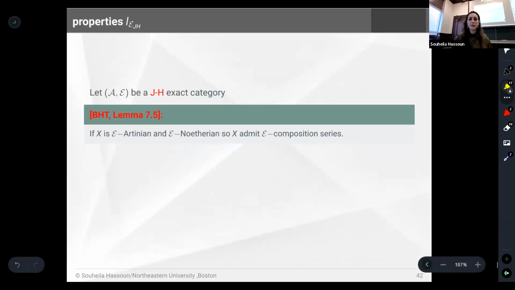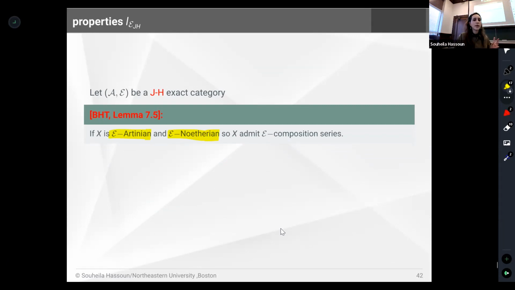Good. And yeah, here that result in fact works for any exact category. So if you take an Artinian and Noetherian object, which means that when you filter with subobjects, there is a bound, like there's somewhere where we can stop.